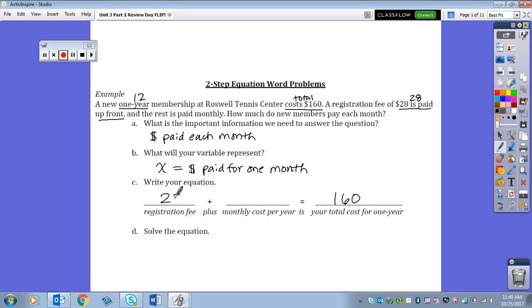Our registration fee is 28, and then the monthly cost per year, well, there are 12 months in a year, and we're not sure how much it costs each month. So that's 12 times x to figure out how much we're paying in a year. And then we would take that and solve our equation. So we've got 28 plus 12x equals 160. We like to use the commutative property and put the variable first to make it easier. So we've got 12x plus 28 equals 160.